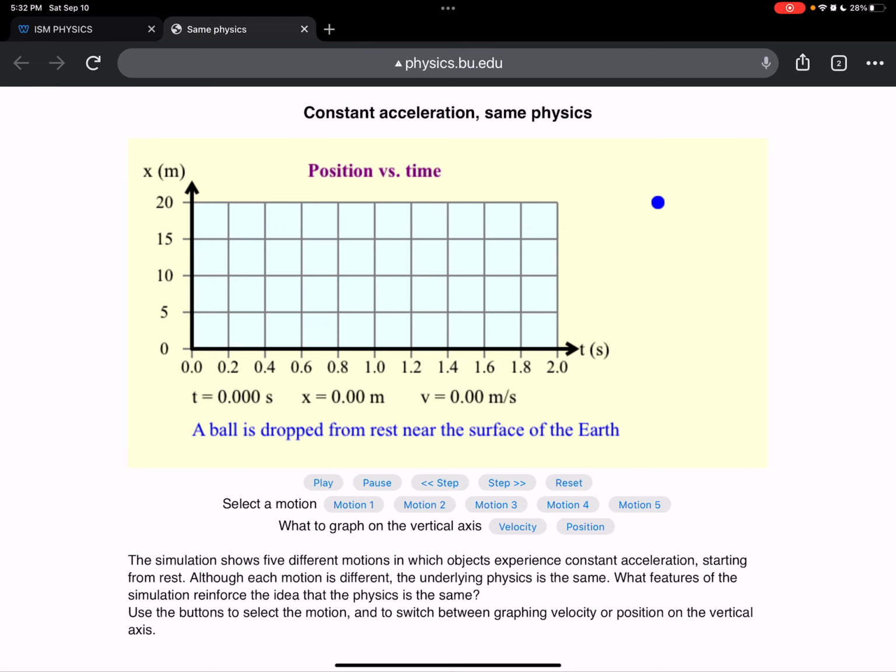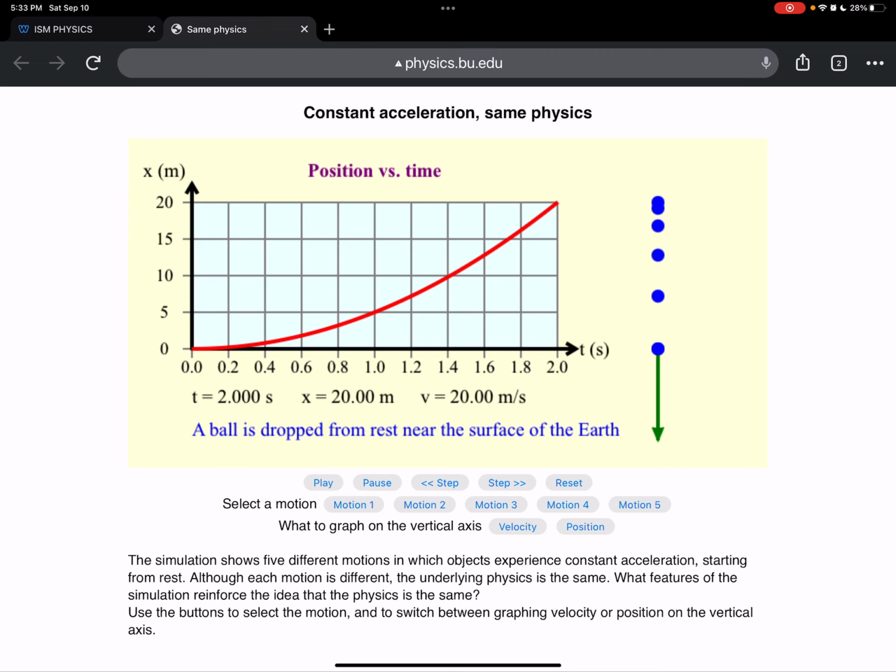Yeah, let's play the thing and see what it looks like. And there you go. All right. Notice something else here. Galileo's law of falling bodies. Notice that during the first second, it's fallen 5 meters.